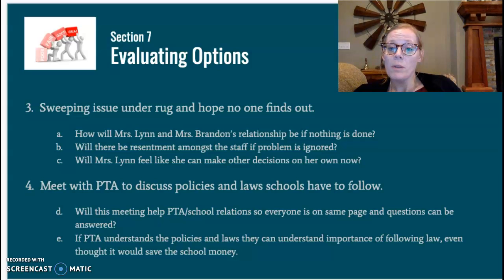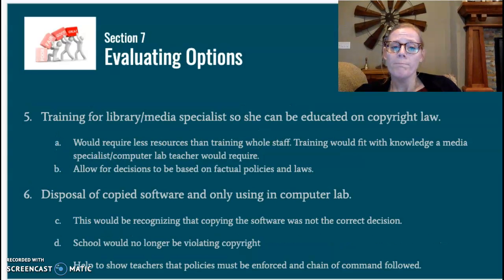Something else, we could meet with the PTA and discuss the laws and policies schools have to follow. I think this is great. I think it would create positive relations with the PTA. They would feel like we are sharing information and working towards shared goals. And if they understand the reasons why we can't do it, then maybe they'll think twice about doing something like this, even if it's saving the school money.